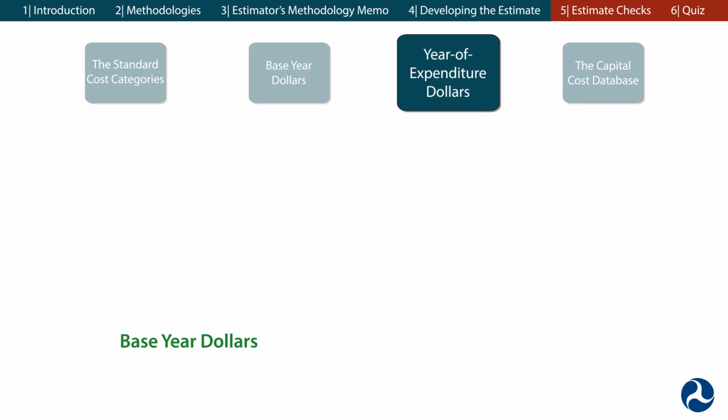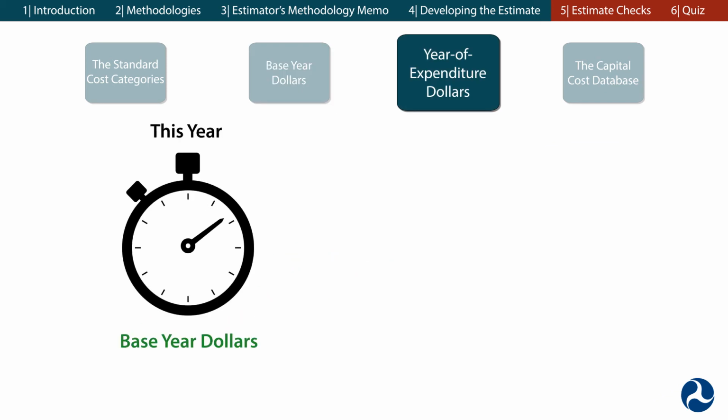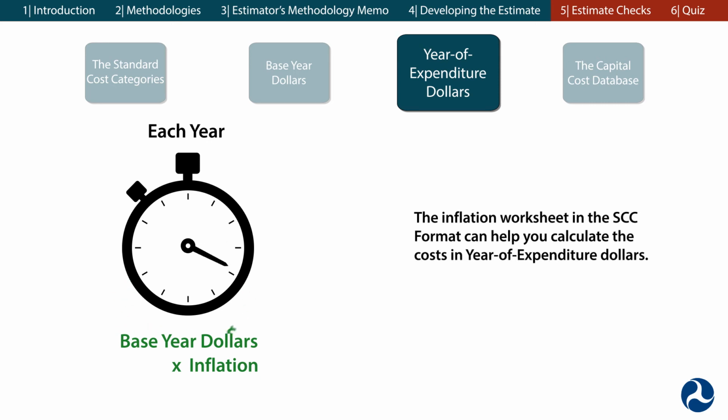To arrive at a total project cost in the year of expenditure dollars, base year costs are distributed over time according to the project schedule and then multiplied by inflation factors for the various elements. You'll repeat this process for each year in the project schedule. The inflation worksheet in the SCC format can help you calculate the costs in year of expenditure dollars.